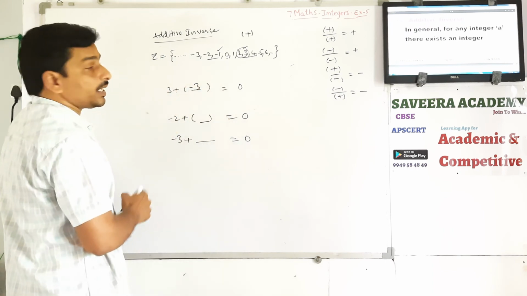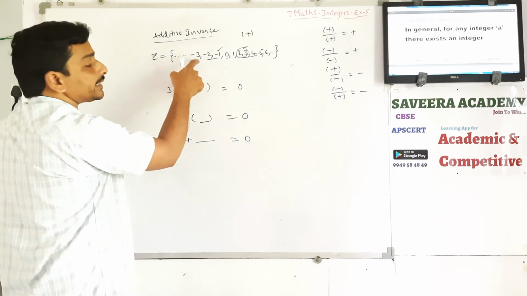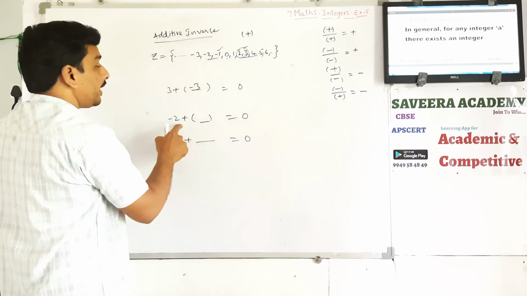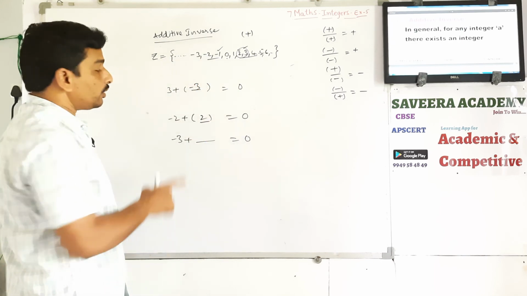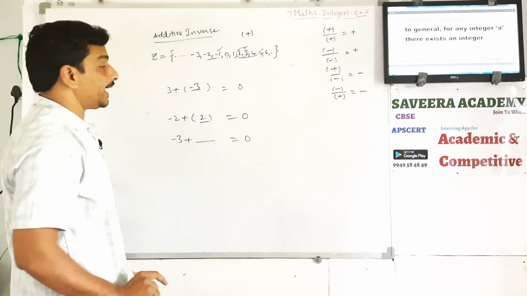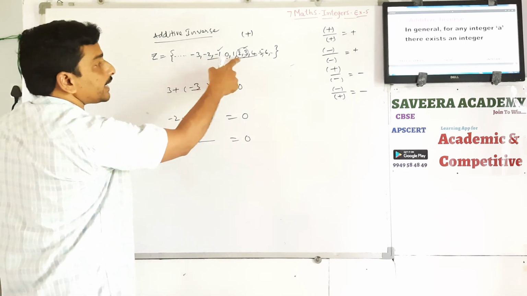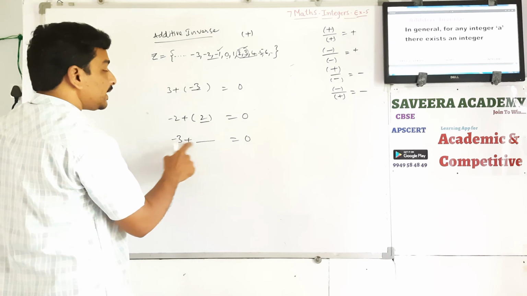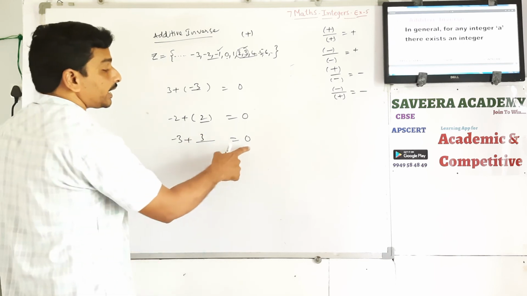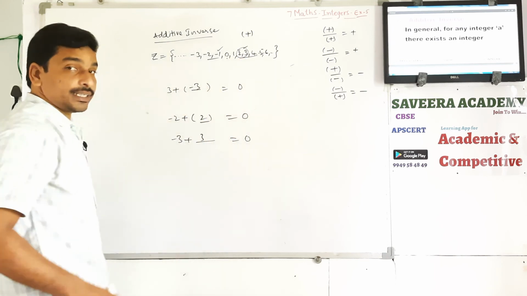Minus 3. Is there minus 3 in Z? Yes, minus 3 is there in Z. Minus 2, what do I have to write? 2. Minus 2 plus 2 cancel, 0 you will get. Is there 2 in Z? Yes, 2 is there in Z. Minus 3 plus what do I have to write? 3. Both are cancelled, 0. Is 3 in Z? Yes, there is 3 in Z.